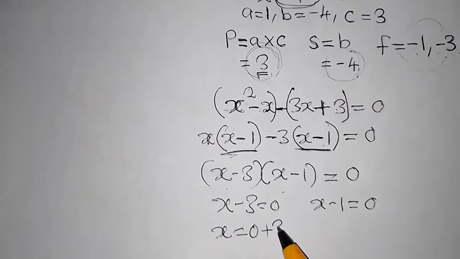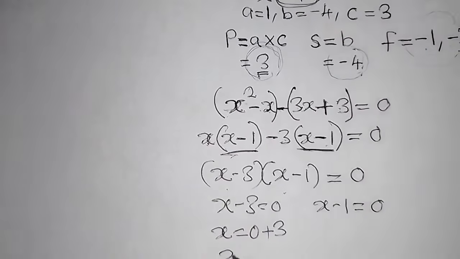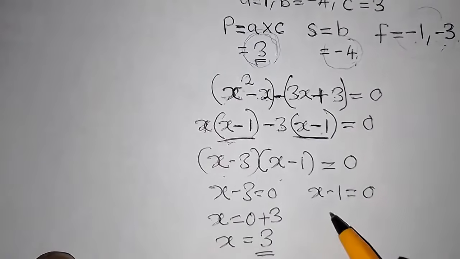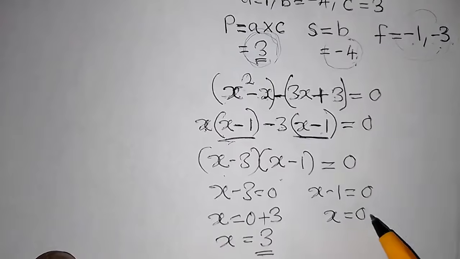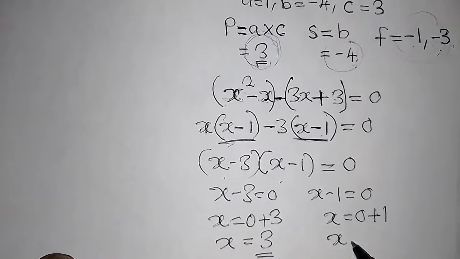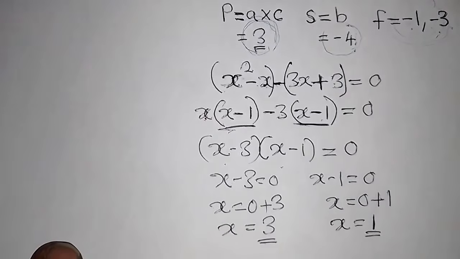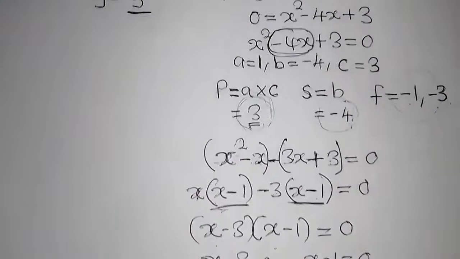This one will say x is equal to 0. That one, it comes inside, it's plus 3. So it means x is equal to 3. We've got x is equal to 0 plus 1. So x is equal to 1. Have you seen our answers? x is 1, x is 3. You go back to the question.